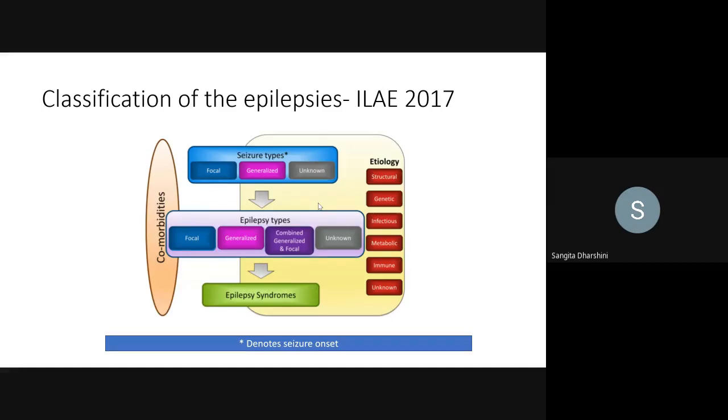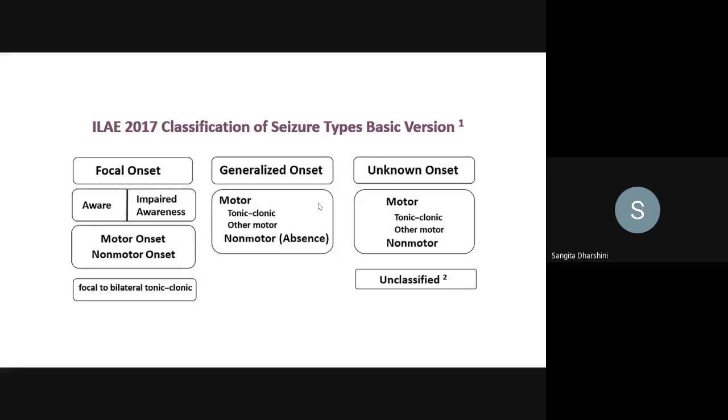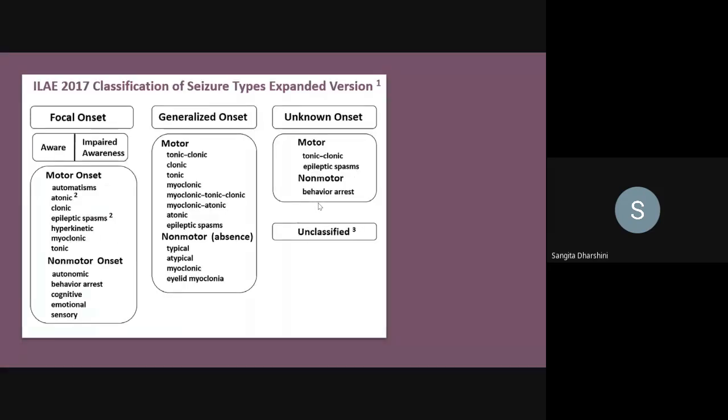When we look at classification of seizures, this is the basic version. We divide them into focal onset, generalized onset, and of course, unknown onset. In focal onset, we decide whether the child's awareness is impaired or preserved. And then we decide whether there is a motor onset or a non-motor onset. It's the same for generalized onset and also for unknown onset. For motor onset, the ways these children can present would be automatisms, atonia, clonic jerks, spasms, hyperkinetic movements, myoclonic, or tonic. I know these words are big, but it's just for you to know that there are different types of motor onset seizures.